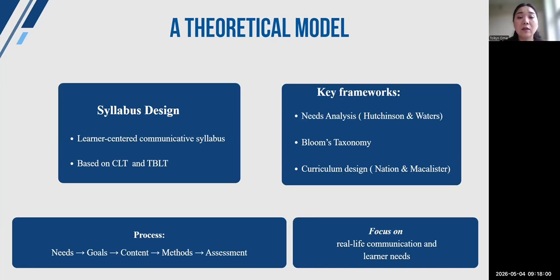The overall process follows a clear sequence, starting from needs analysis and moving to goal setting and then content selection, methodology, and assessment. As a result, the framework ensures strong alignment between theory and practice and supports effective communicative learning.